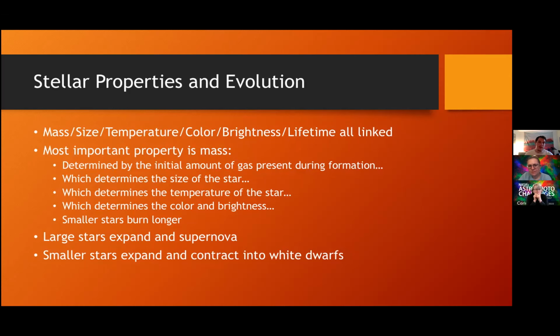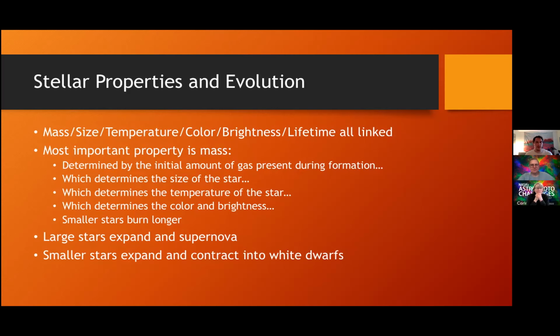The mass of the star is going to determine the size of the star. And the size of the star is going to determine the temperature of the star. And the temperature is going to determine how bright it is and what color the brightness is in. And smaller stars also burn significantly longer than larger stars do. So all of those properties that we're talking about that can be different across stars are really just determined by how much stuff is in there.